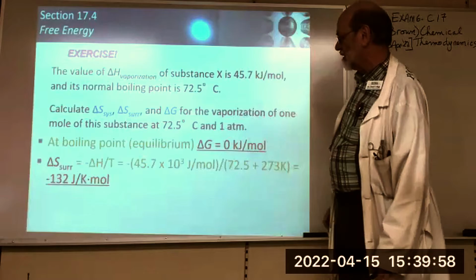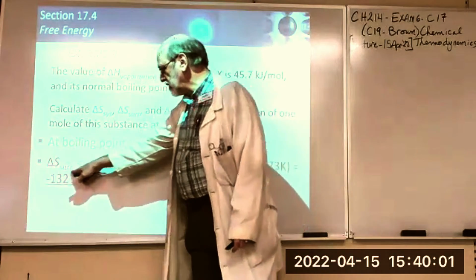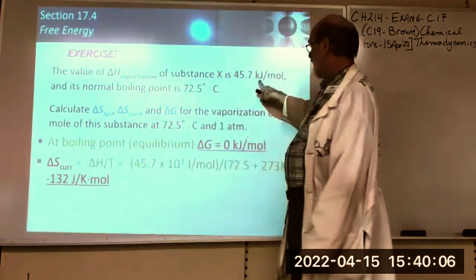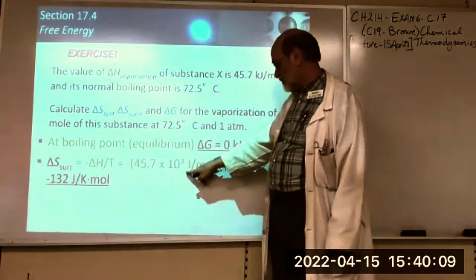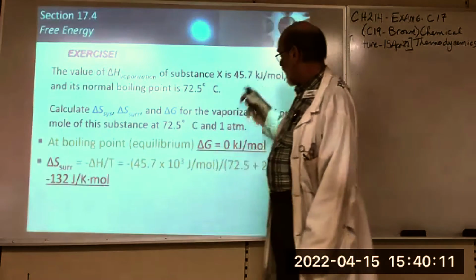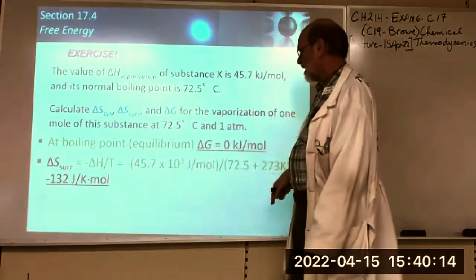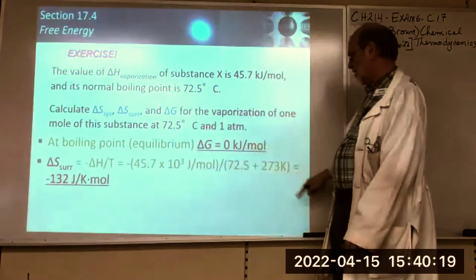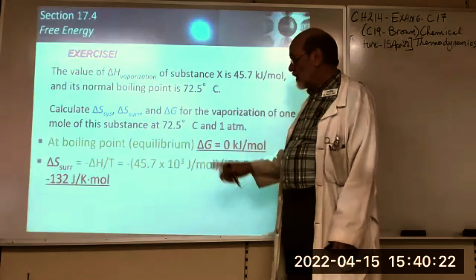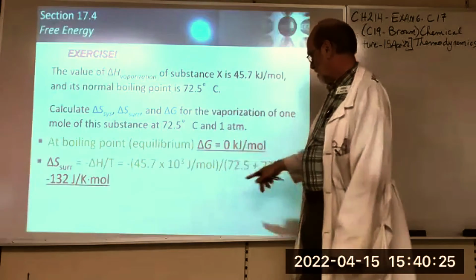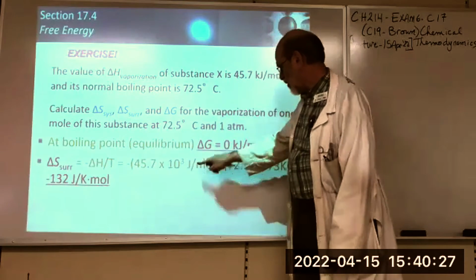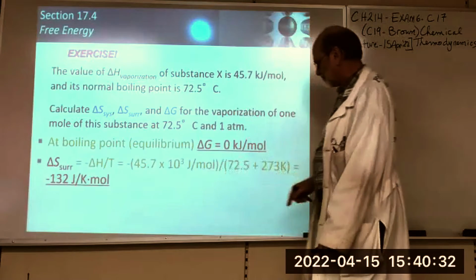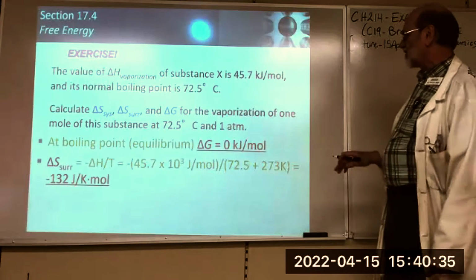The surroundings, we came up with a surroundings formula. It's negative enthalpy divided by temperature. So we take the enthalpy, and kilojoules has to be converted to joules, so that's why we have 10 to the third here. The negative sign divided by Kelvin temperature. So that's minus 132 joules per K mole. There's a division right here. Okay, so that's the surroundings.